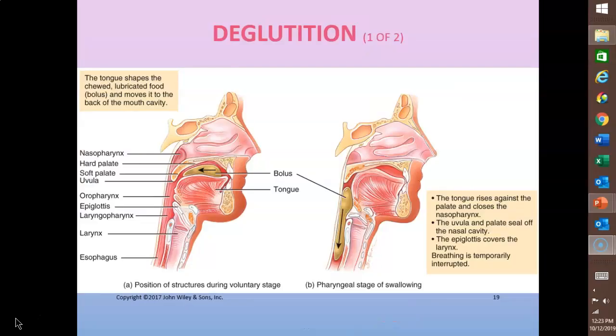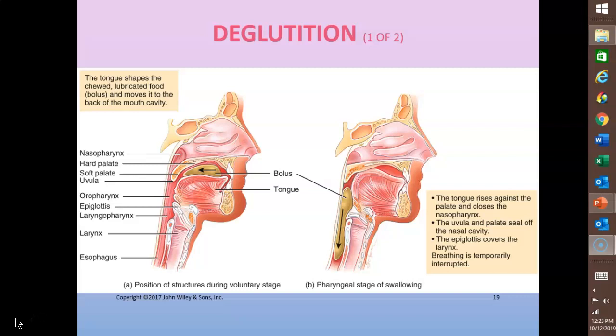The movement of food from the mouth to the stomach is called deglutition, or swallowing. It occurs in 3 stages: the voluntary stage, where that bolus of food is passed into the oropharynx; the pharyngeal phase, an involuntary passage of that bolus through the pharynx and into the esophagus; and the esophageal phase, also involuntary passage of that bolus of food through the esophagus into the stomach.